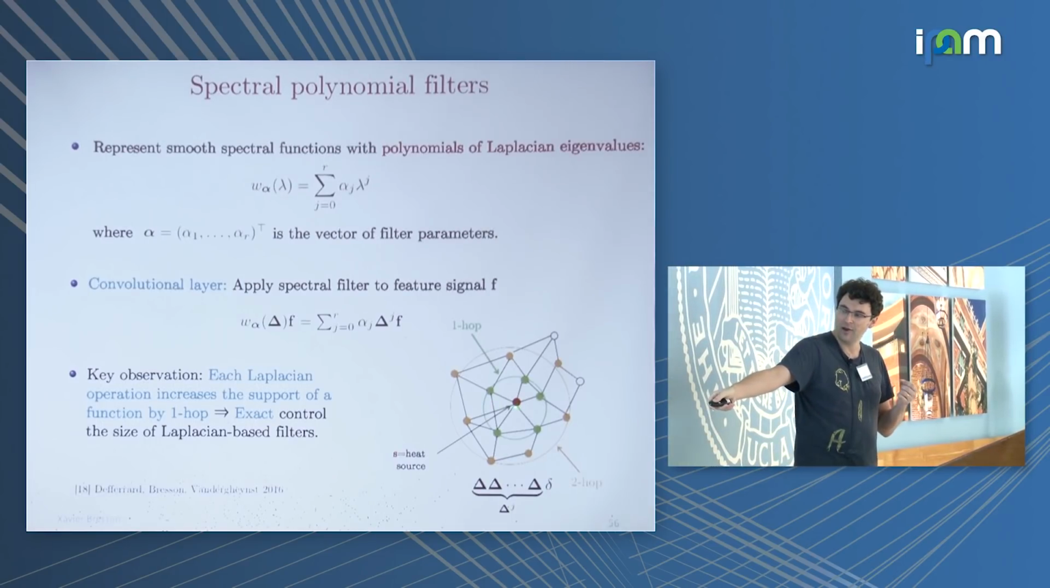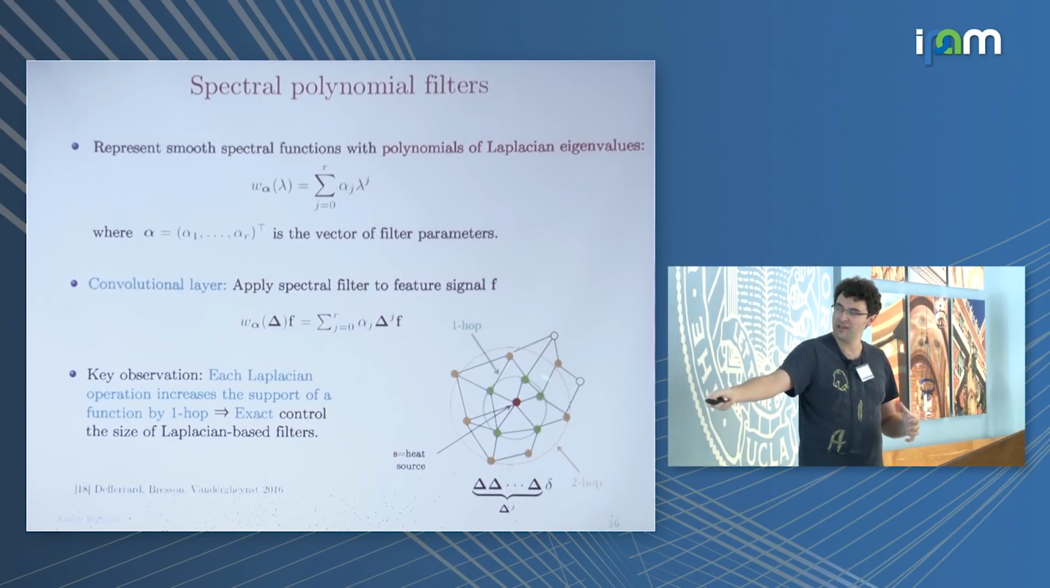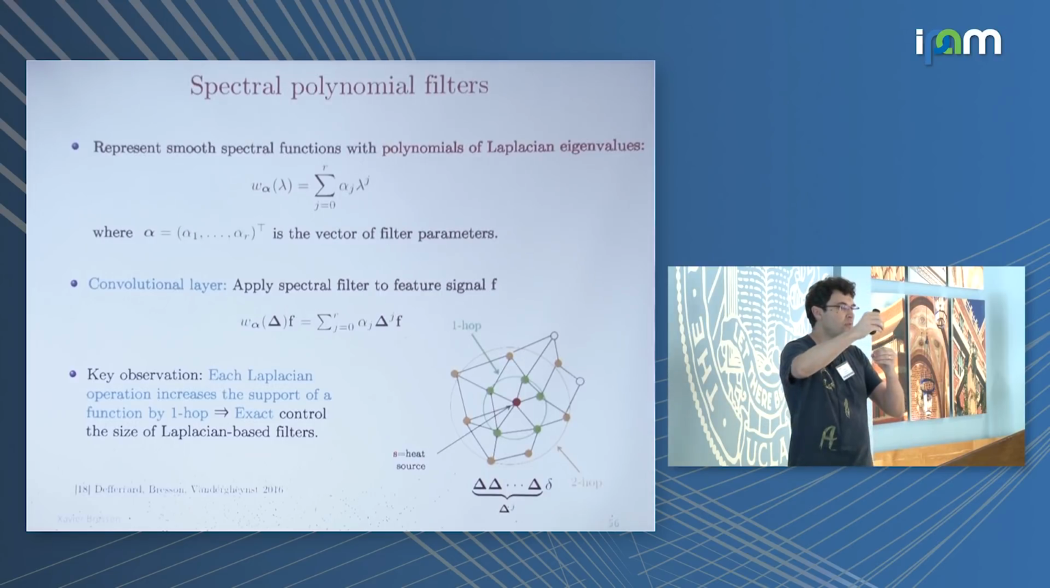If you have a heat source on the graph, so its value is 1 and the rest is 0, you apply the Laplacian once, then the support is going to be increased by 1 hop. One hop is basically all the points that you can reach with one jump. If you apply the Laplacian a second time, then it's going to be 2 hops.